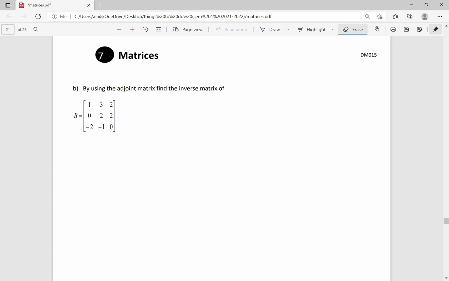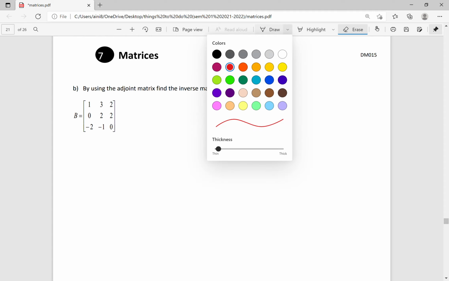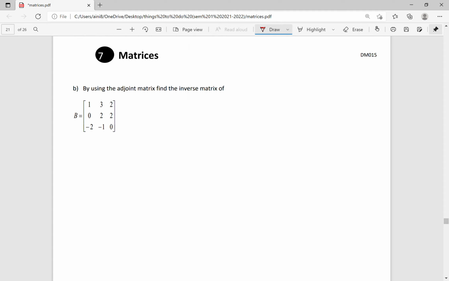For question B, by using the adjoint matrix, find the inverse of matrix B. So the formula is B inverse equals 1 over determinant of B times adjoint of B. Okay, first you have to find the determinant of B. And then let's say we take the first row for the determinant.